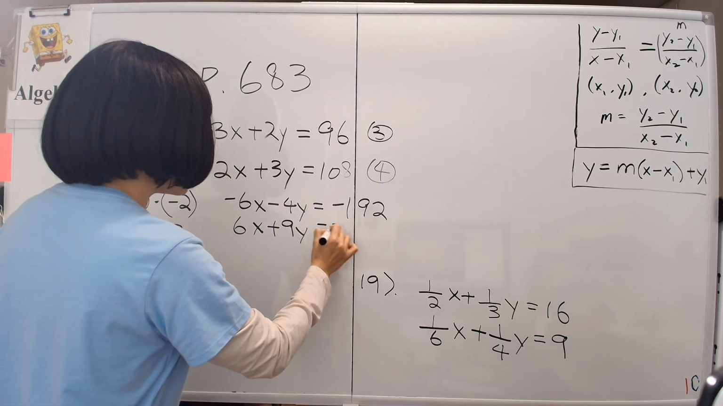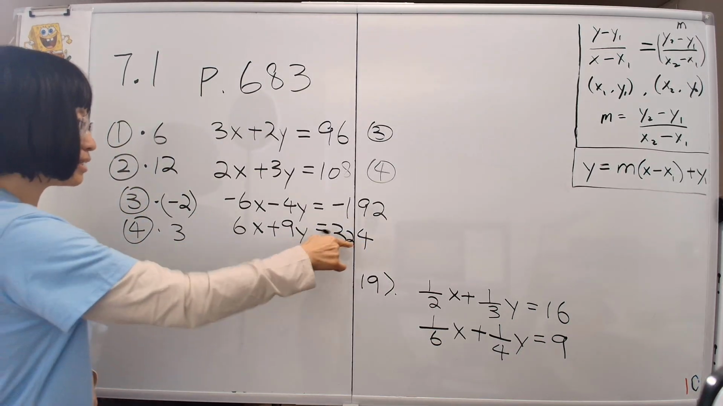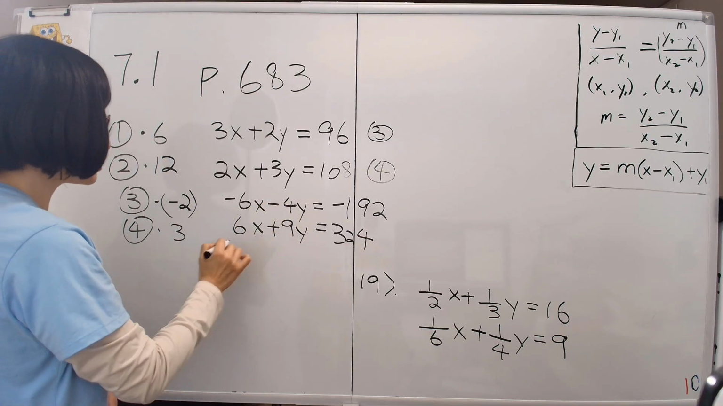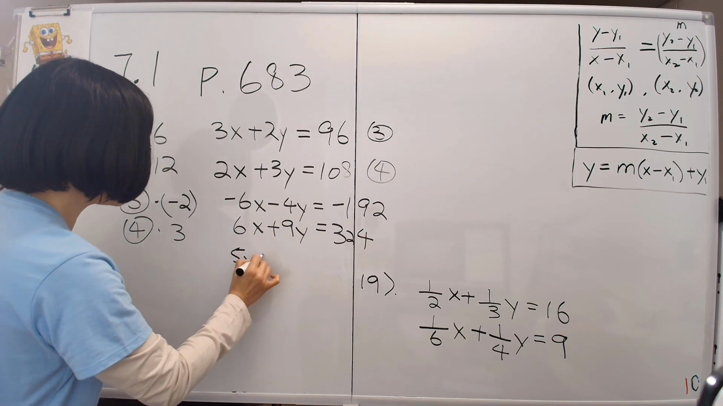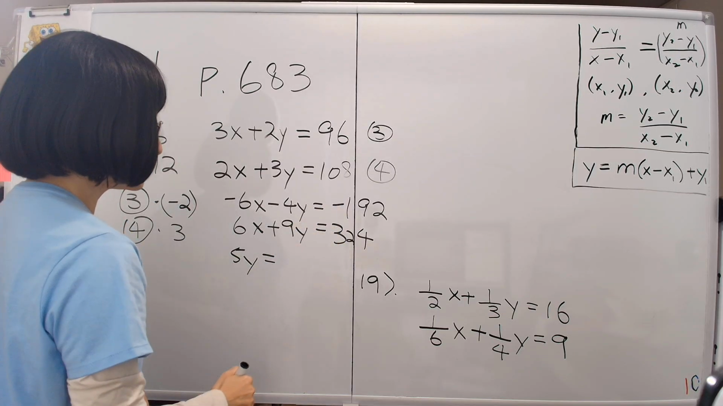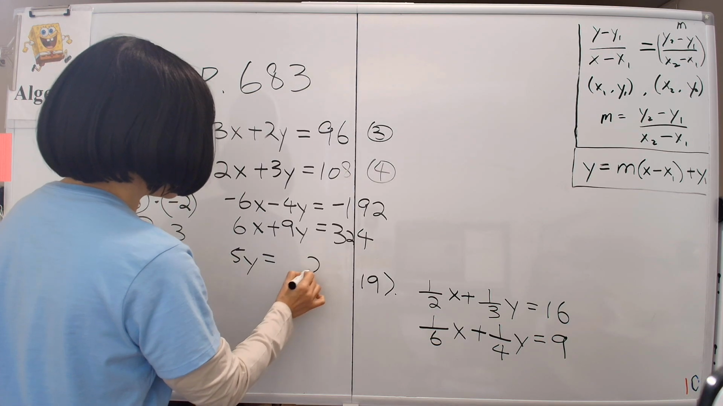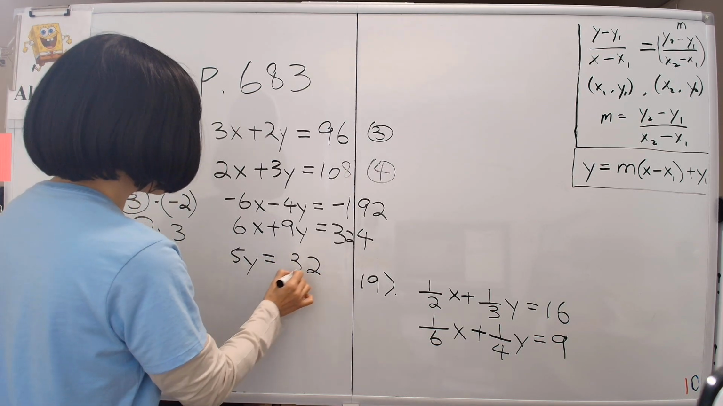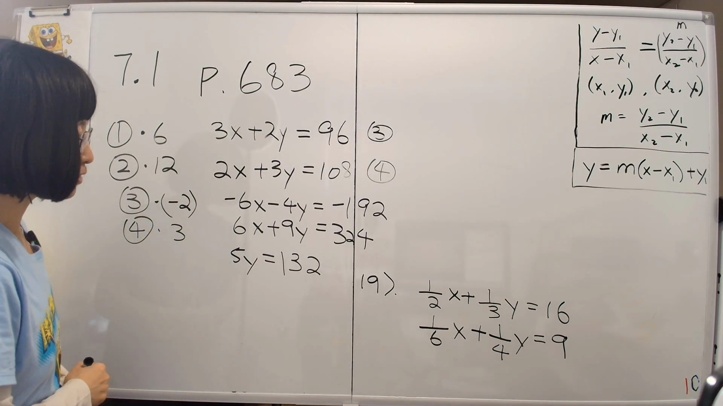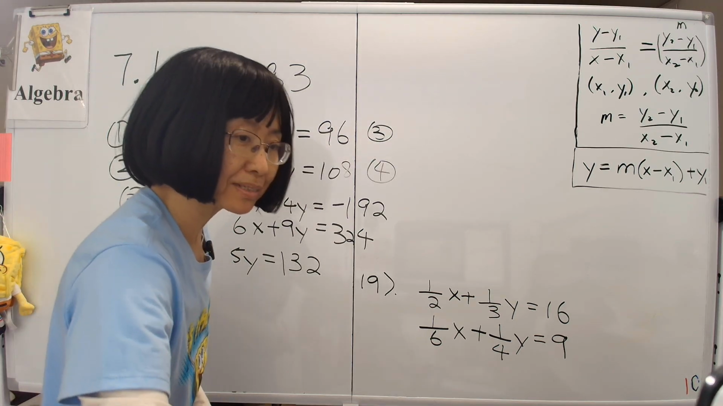That's 324. All right, so now we finally get to add these things together. So this becomes 0, this becomes positive 5y, and that equals these two numbers, 324 minus 192. What is that? That doesn't look like a very good answer. Let me check the answer to see if I'm right, so that I can catch my mistake.